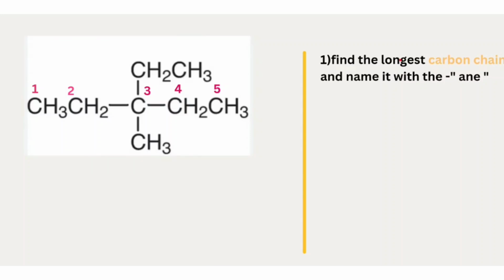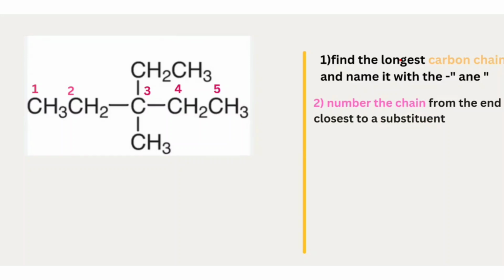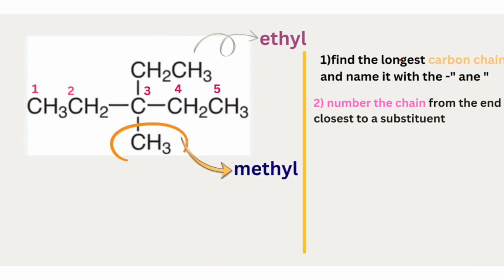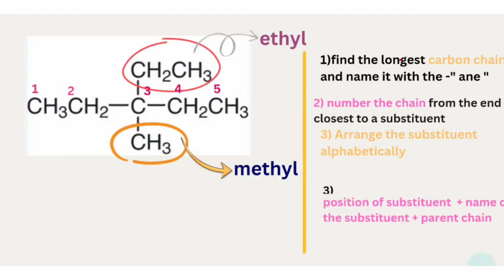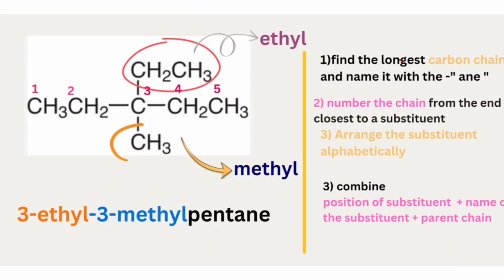Next example, the longest chain contains 5 carbon atoms. So that is pentane. There are 2 substituents that are not identical. The first one contains 2 carbon atoms. So that is ethyl. The second one contains only 1 carbon atom. So that is methyl. These 2 substituents are located in the same position, that is 3rd position. So we have to arrange them in alphabetical order. Ethyl and methyl. So ethyl, according to the alphabetical order, is the first one. So we name this compound 3-ethyl-3-methylpentane.